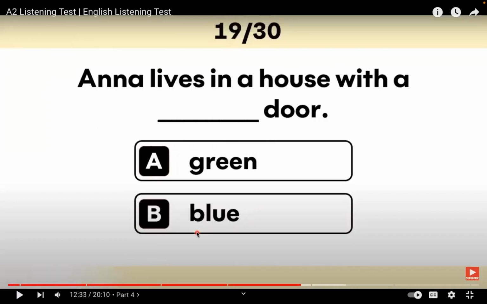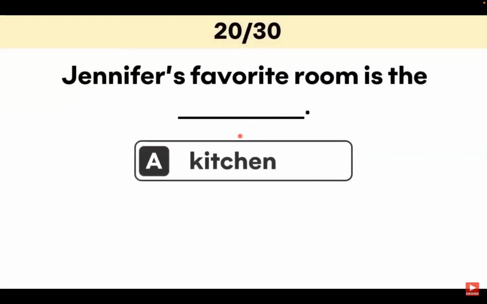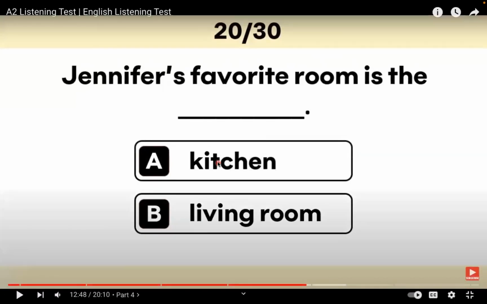19. Anna lives in a house with a door. So a green door, a blue door. Blue. It's B. Let's check. Yes. The answer is A, not B. A green door. Last question today. Jennifer's favorite room is the kitchen or the living room? A. Kitchen. Are you sure? Let's see.